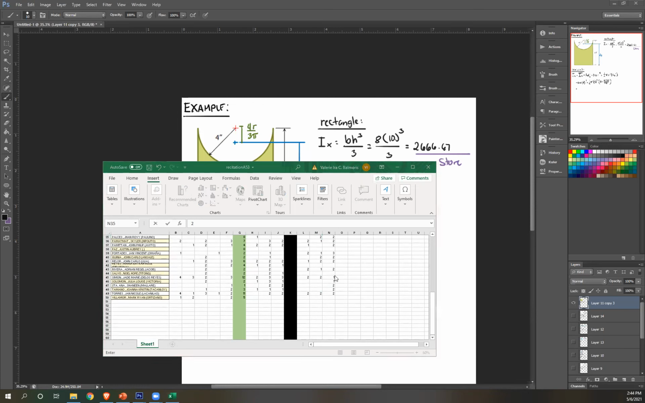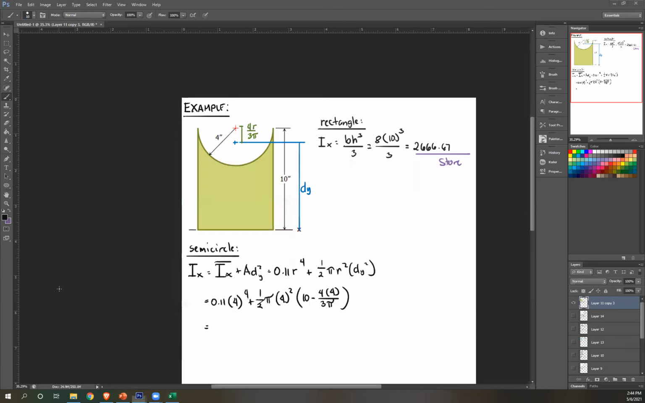Okay. So correct, 1760.53. And now finally, to get Ix, let's call this Ixr for the rectangle and Ixs for the semicircle. So Ixr minus Ixs. Please solve. What's the final answer?